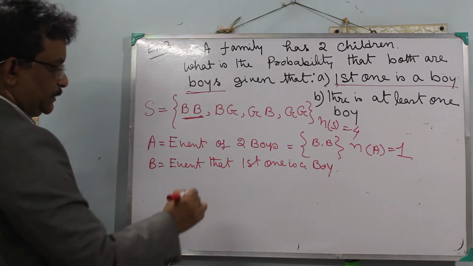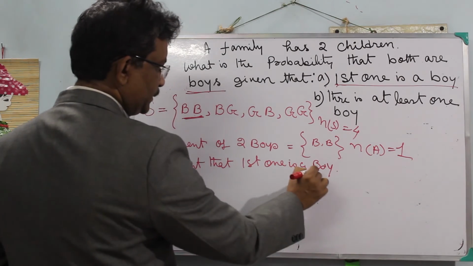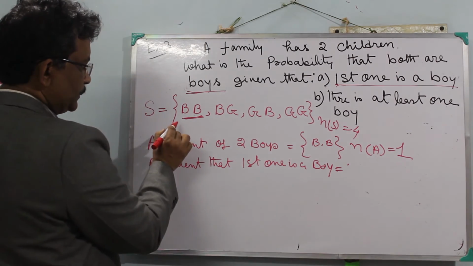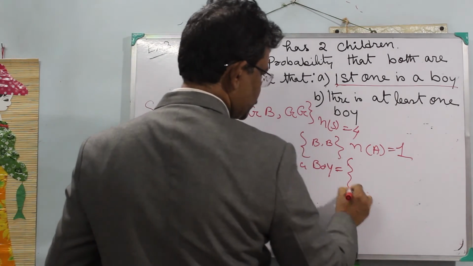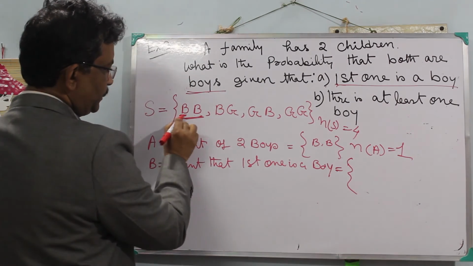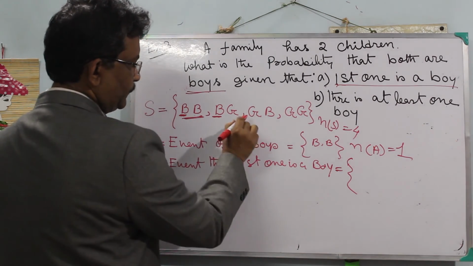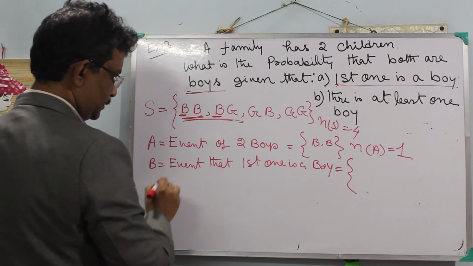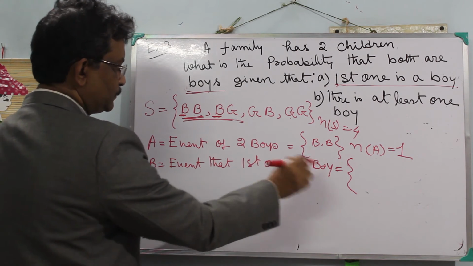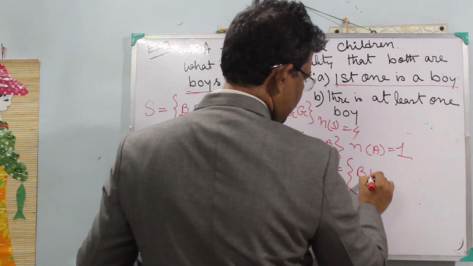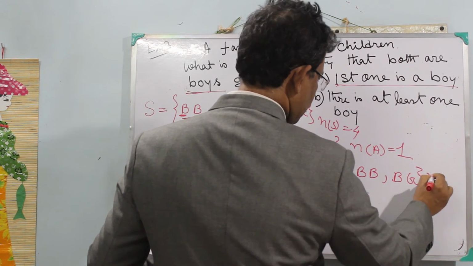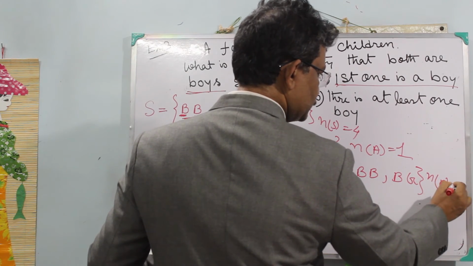The event that the first one is a boy. What are the elements? First one is boy, first one is boy. Here the first one is a girl, no. So these two are to be considered, where the first one is a boy: BB and BG. So the number of elements of B is equal to 2.